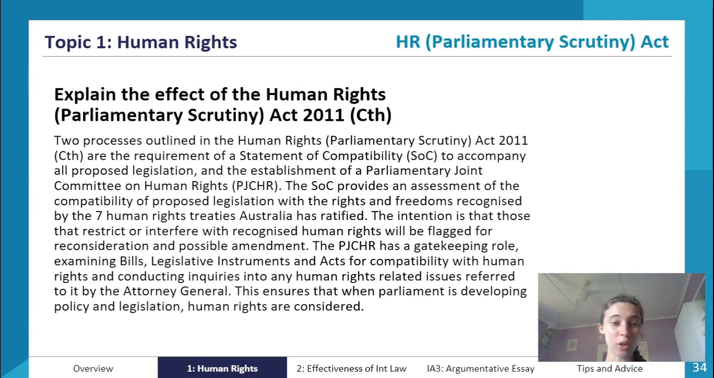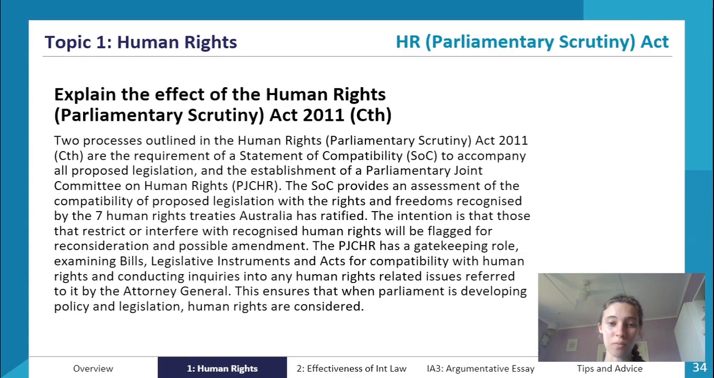Explain the effect of the Human Rights Act 2011, so parliamentary scrutiny. So there's two processes that are important for you to know about this. The first one is the requirement of a statement of compatibility. So that's providing an assessment of the compatibility of the proposed legislation with the rights and freedoms recognized by those 7 human rights treaties that Australia has ratified.